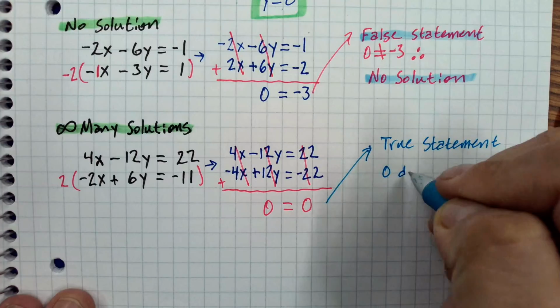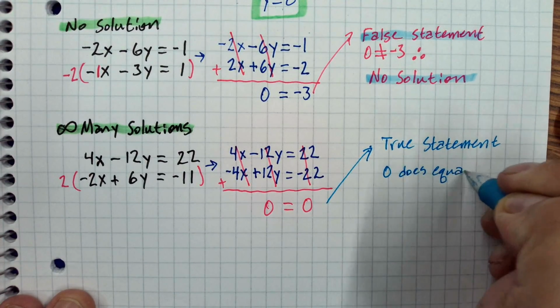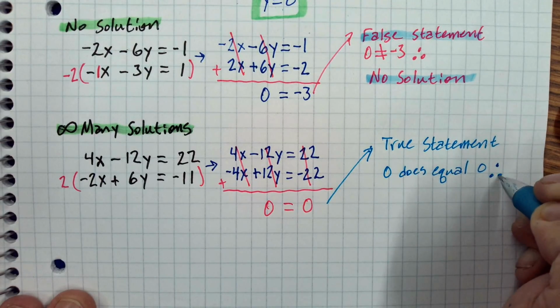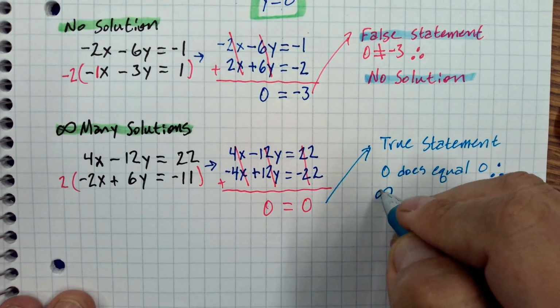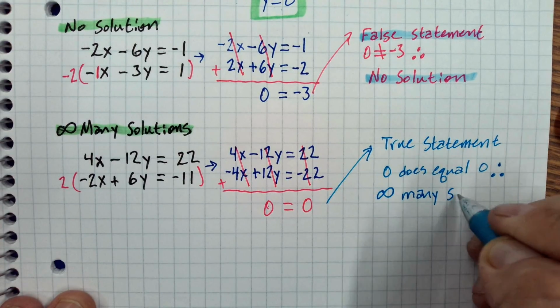Zero does equal 0. Therefore, infinitely many solutions.